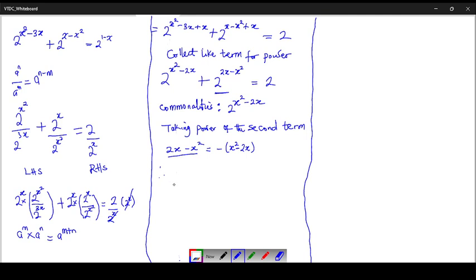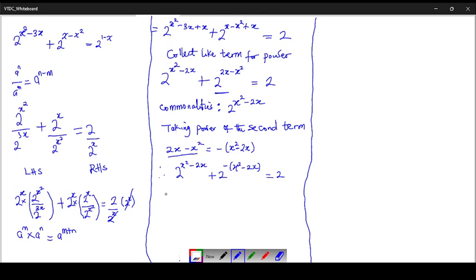Therefore, we now have 2 raised to the power of (x² − 2x) plus 2 raised to the power of negative (x² − 2x) equal to 2. So in this case, I think the first term exponent and the second term exponent are alike.